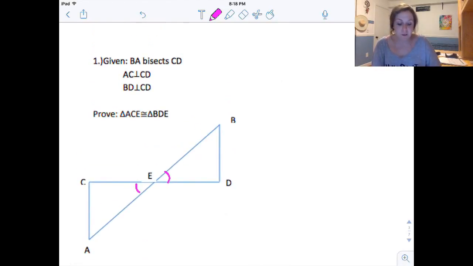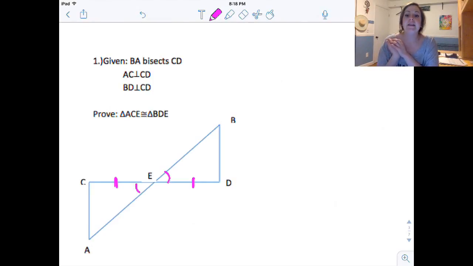Now, I'm told that BA bisects CD. So CD is what is getting cut in half. BA is the thing doing the cutting. So CD is getting cut in half. That means that these two segments will be congruent. That does not mean they bisect each other. That does not mean that they're parallel. That doesn't mean any of that. What that means is that CD is getting cut in half.